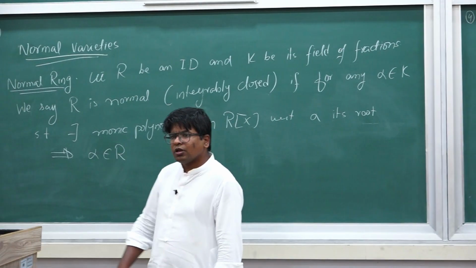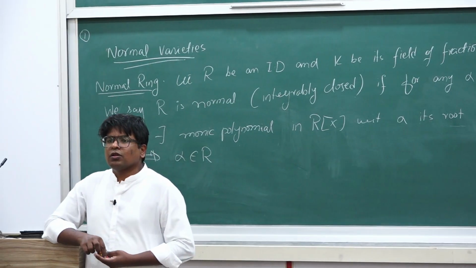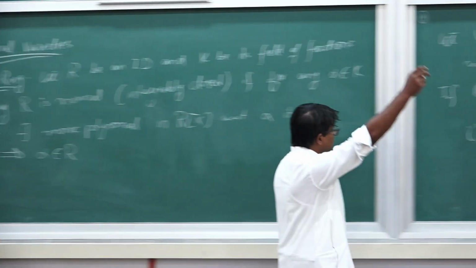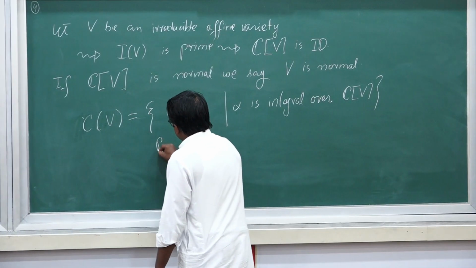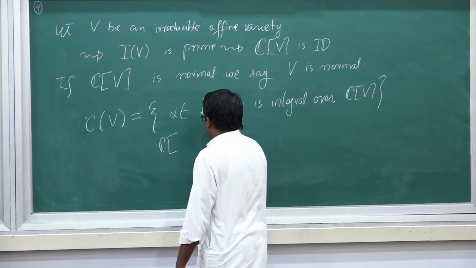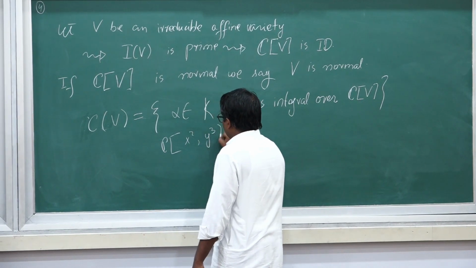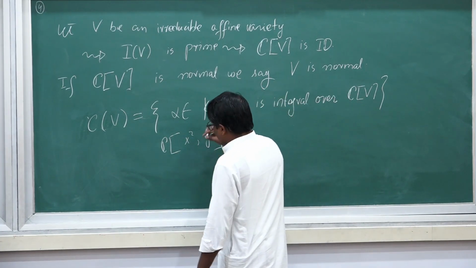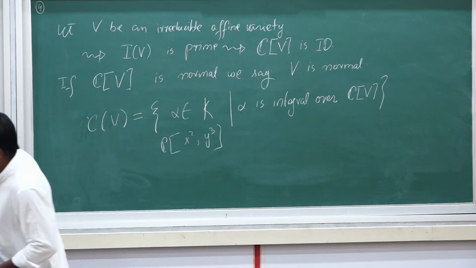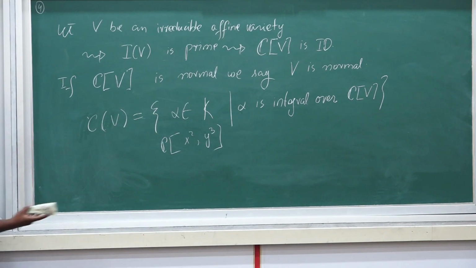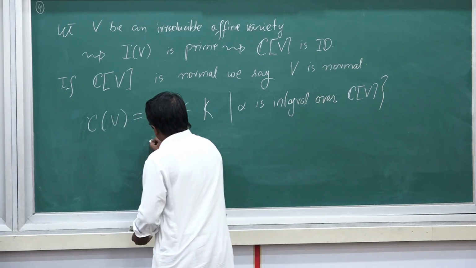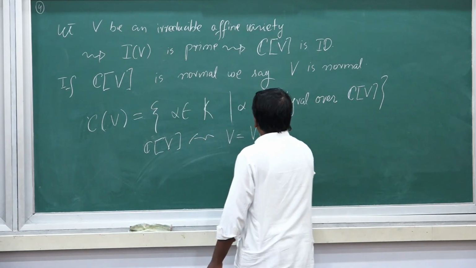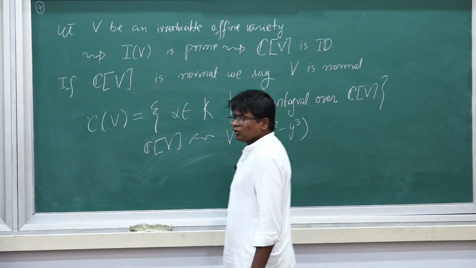Can I ask what's the simplest example of an integral domain which is not normal? Let's consider this one. The simplest one is actually x squared equals y cubed. Rather than writing it in this way, which is wrong, the coordinate ring of V is associated with the variety V, which is the variety of x squared minus y cubed.